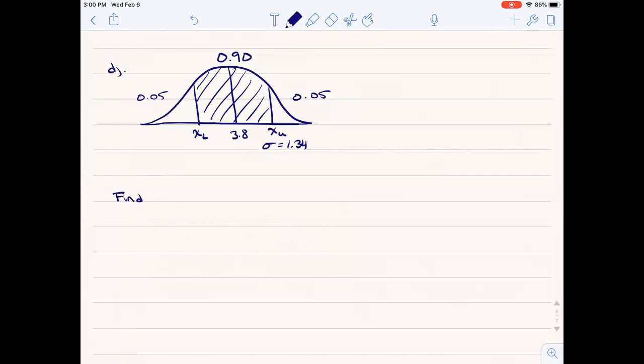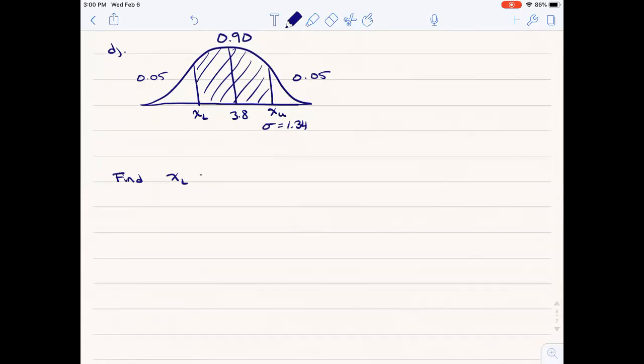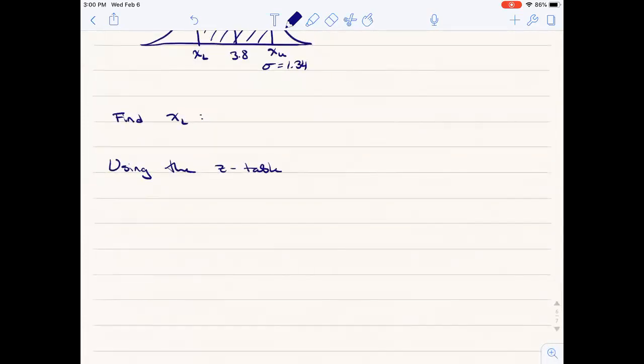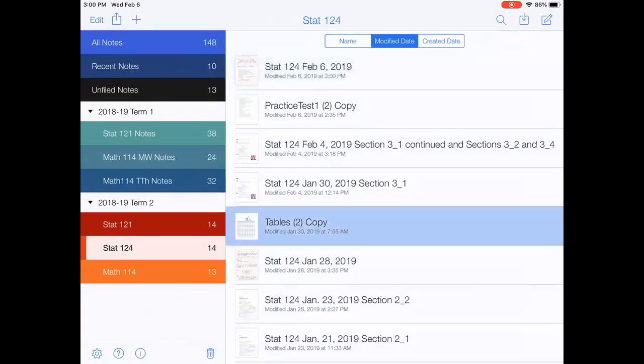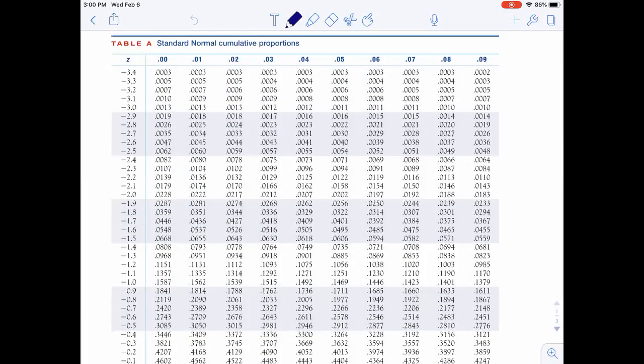First, I'll say find X lower. So using the Z table, we find the table entry, that's what we're going to go for. The table entry closest to 0.05 is, and if memory serves me, there's actually two values that are same distance apart, so you can just pick one.